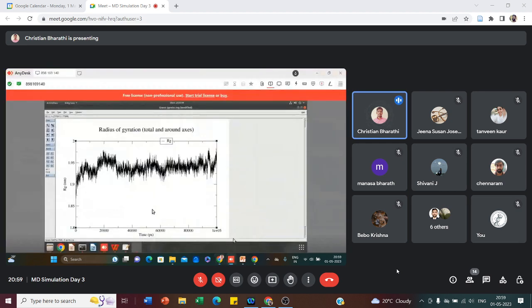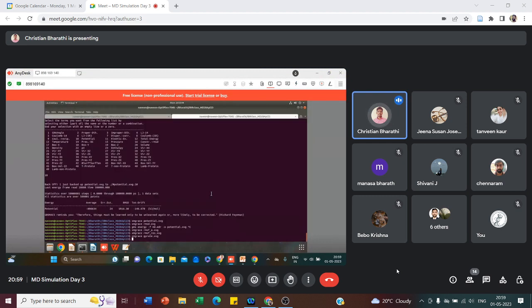Yeah, these are all the analysis we did. Okay, so we visualized that, and I will give the commands whatever I used. I will share those commands in the WhatsApp group, and you can try it on your system.